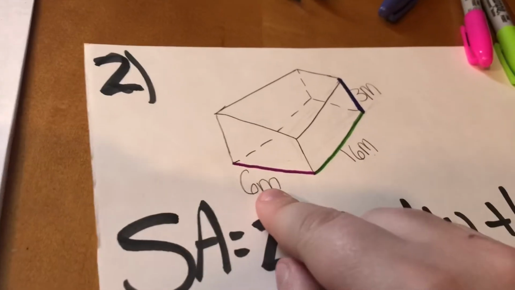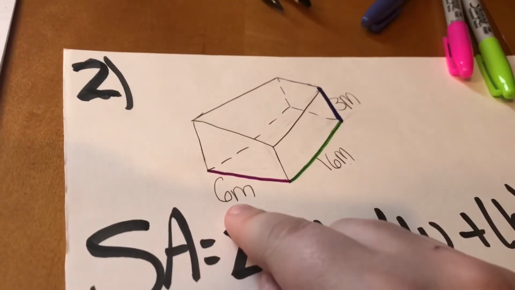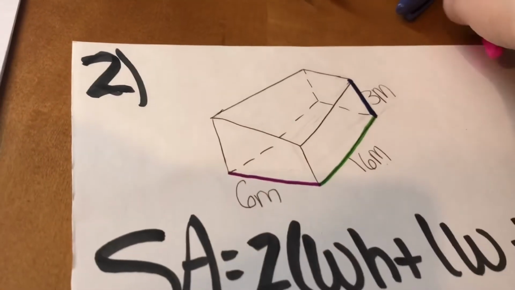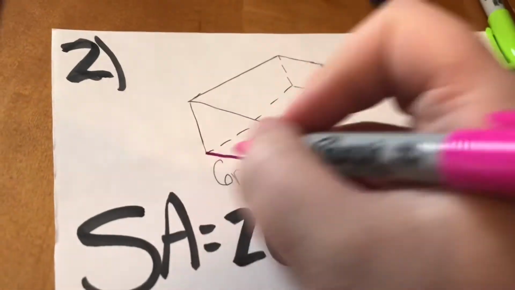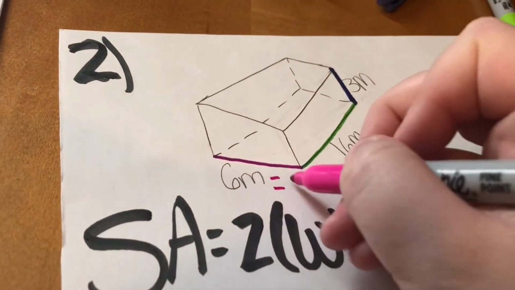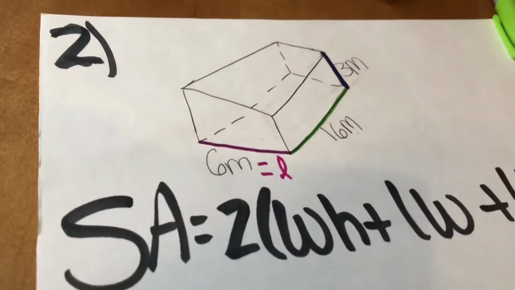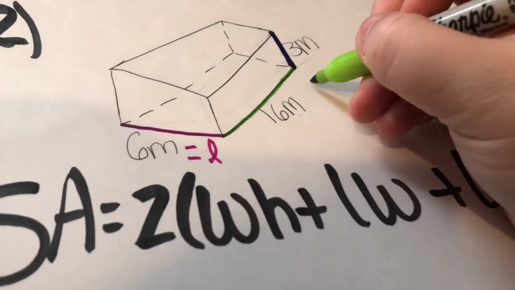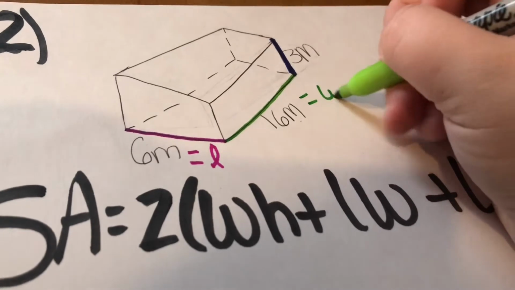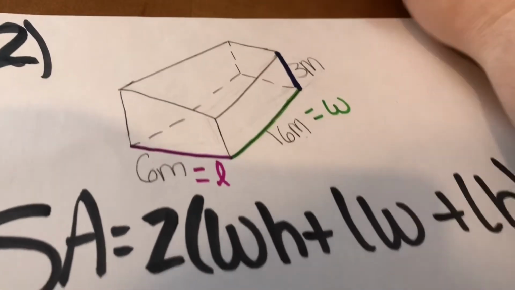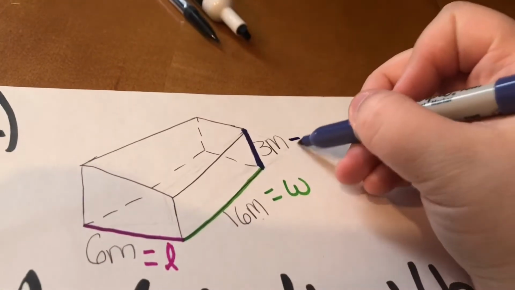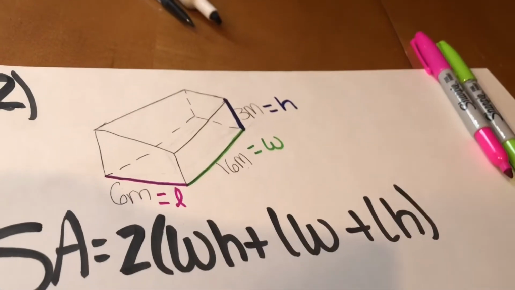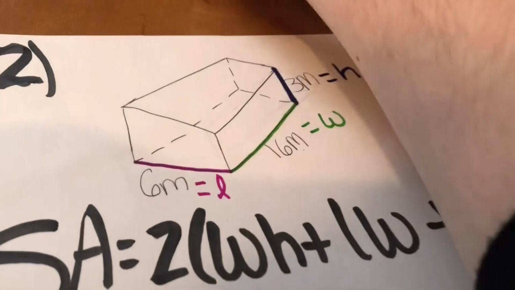So right here is 6 meters, and it is our length. So let's go ahead and write down that this is equal to L. 16 is equal to our width. And 3 is equal to our height. So we're going to go ahead and take those numbers and plug them in down at the bottom.